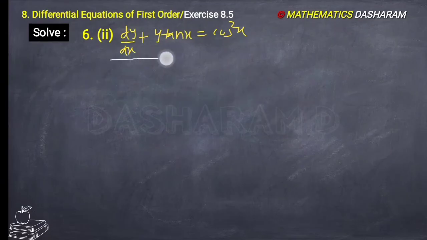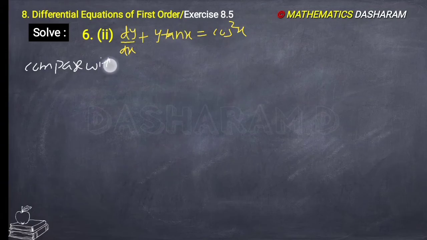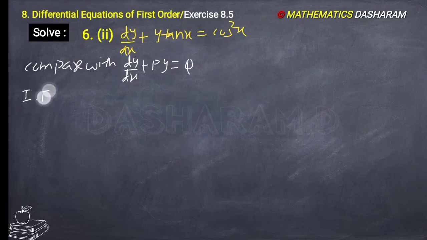Second question: dy by dx plus y into tan x equals to cos square x. So compare with the standard form, dy by dx plus p into y equals to q. So then integrating factor is e to the power of integration p dx. So e to the power of integration, the p value is tan x.